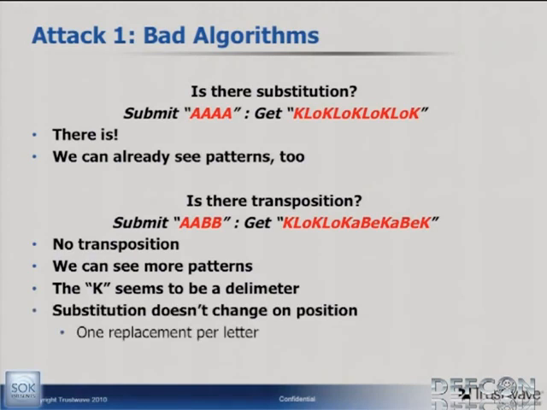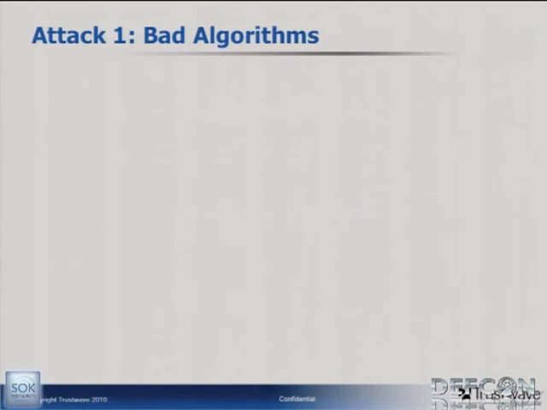So it also doesn't seem to change on position. So next thing we do is that we submit a variation on the last pattern, and we notice that more of our assumptions are proving to be true, that this ABE is uppercase B and LO is A.